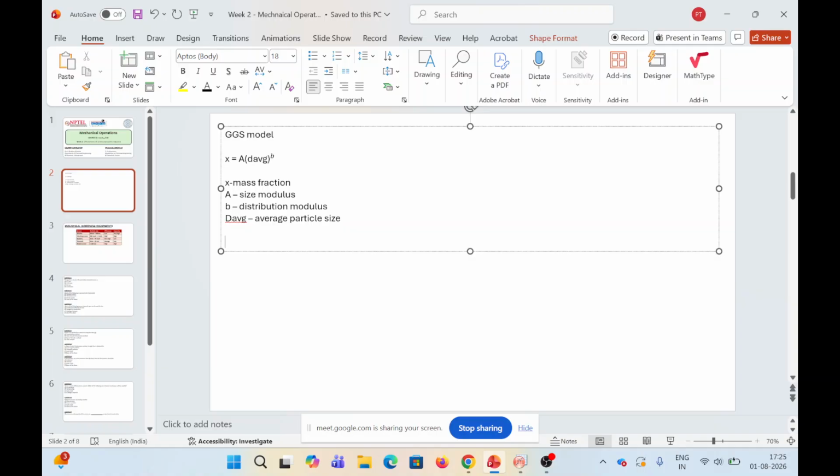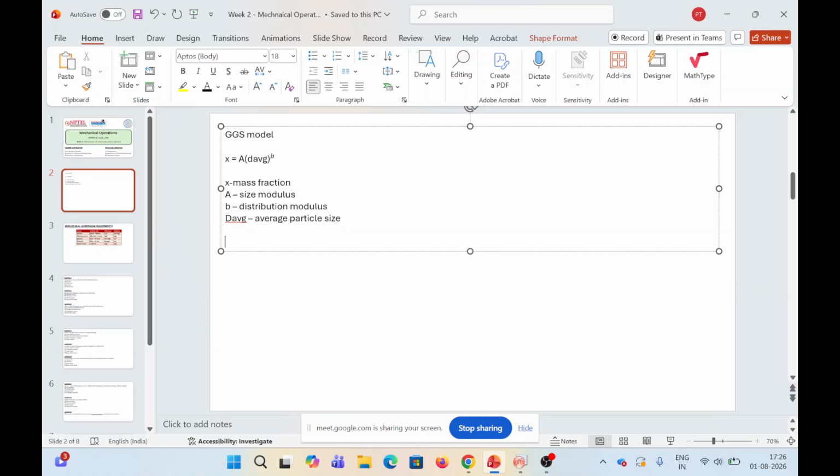So here, does anyone know what is the physical significance of the terms A and B? They both are going to be a constant. A and B are constant. So this is a two parameter model. A is known as size modulus and B is called distribution modulus. But the question is, what is the physical significance of the value A and B?